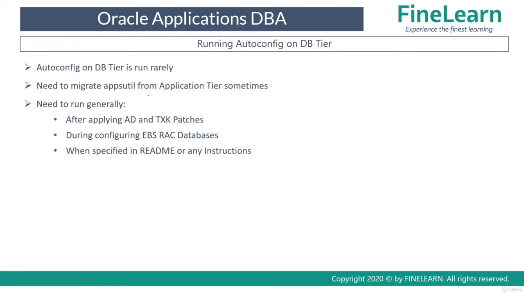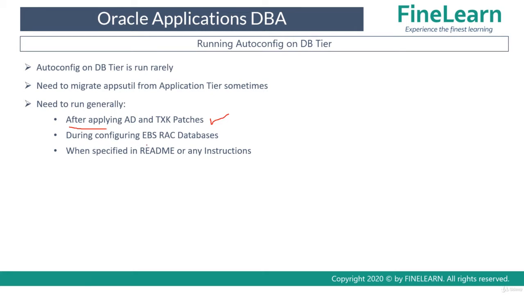Autoconfig on DB tier is run very rarely, and most of the time when you run autoconfig on DB tier, it is because you want to migrate the latest autoconfig related templates from the application tier to the DB tier. When you apply specific types of patches, for example ADTXK patches, these patches on the application tier bring the latest templates related to autoconfig. And it is your responsibility as an apps DBA to migrate these latest autoconfig templates from application tier to DB tier. This is one of the main use cases when you run autoconfig on DB tier.